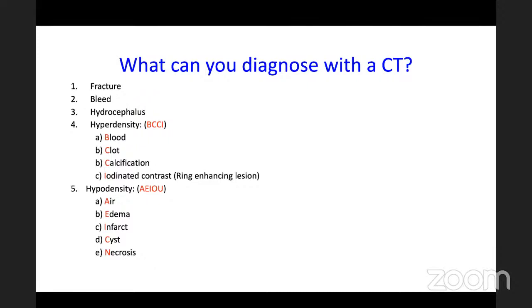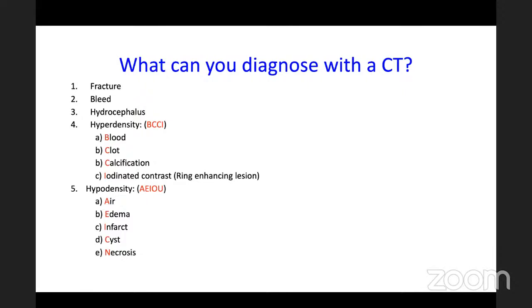In other instances, we look for hyperdensity and hypodensity on the CT scan. When you talk about the CT scan, it is about density, as Dr. Pradeep must have told you. When you read an MRI scan, it's about intensity. This is a mnemonic which my teachers taught me and I tell my students. When you talk of hyperdensity, anything white or bright on the CT scan, think of BCCI, the Board of Control for Cricket in India: blood, clot, calcification and iodinated contrast. When you give contrast to check for meningeal enhancement or ring enhancing lesions, all these brighten up on the CT scan.